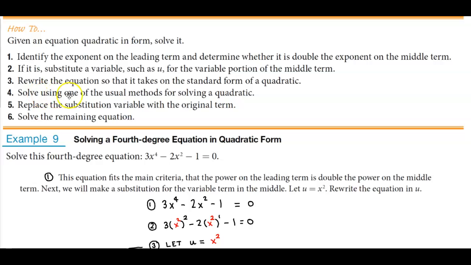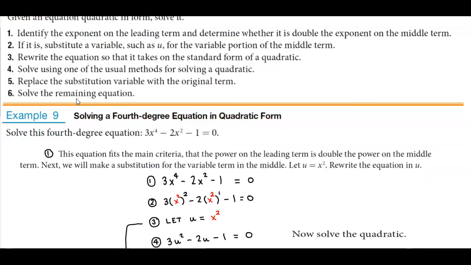Number three, we rewrite the equation so that it takes on the standard form of a quadratic. Number four, solve using one of the usual methods for solving a quadratic. Number five, replace the substitution variable with the original term. And number six, solve the remaining equation.